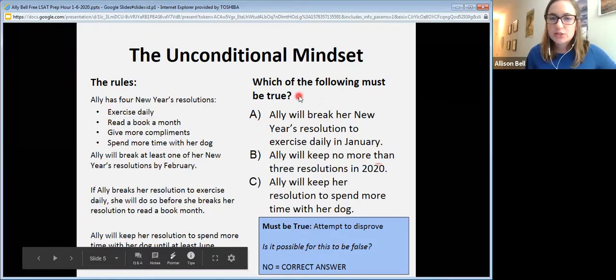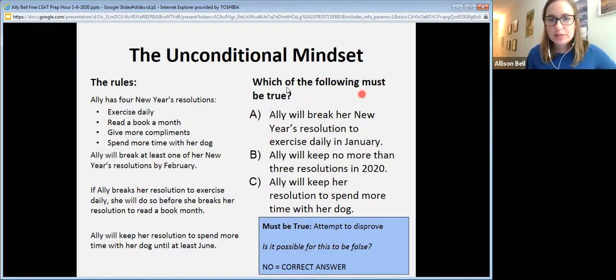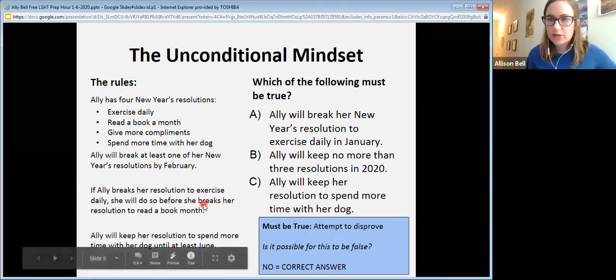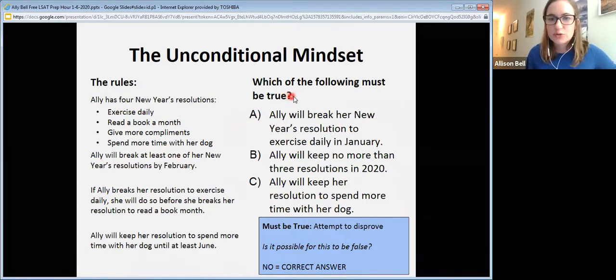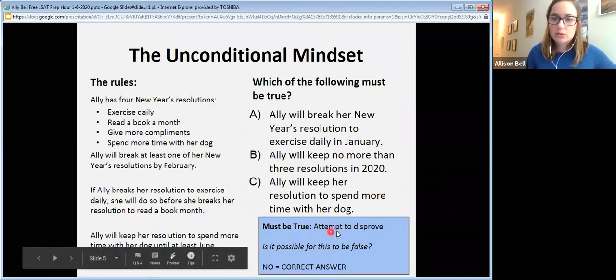What I'm trying to do when I'm asked if something must be true is to basically show that based on all the rules I've been given, it can never be false. And the only way for me to show that is to try to make it false and see if that's possible. And if I can't make it false, then it has to be true. So our strategy for a must be true question is to attempt to disprove each of the answer choices.